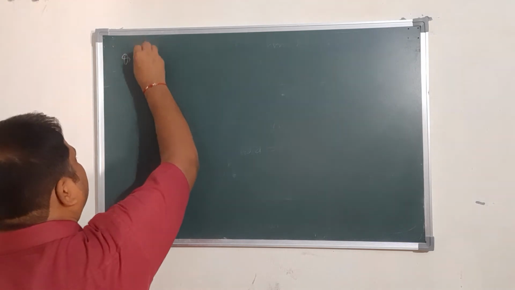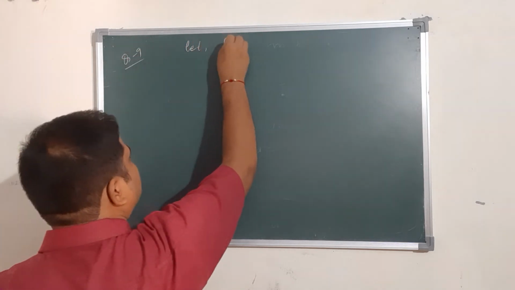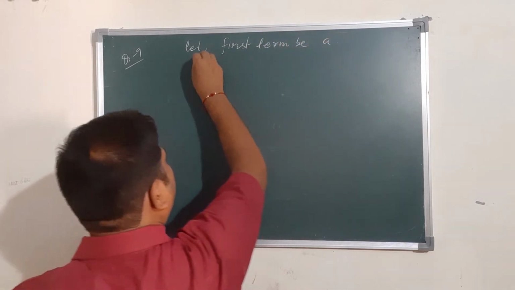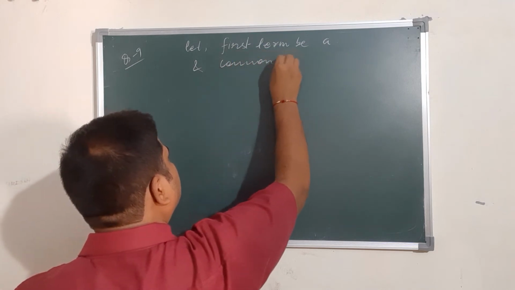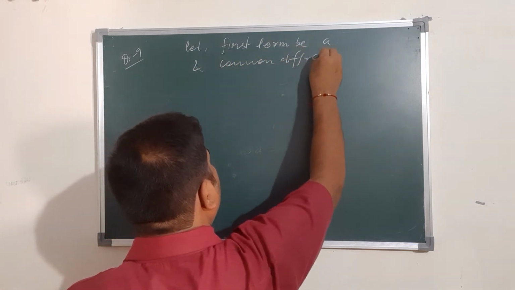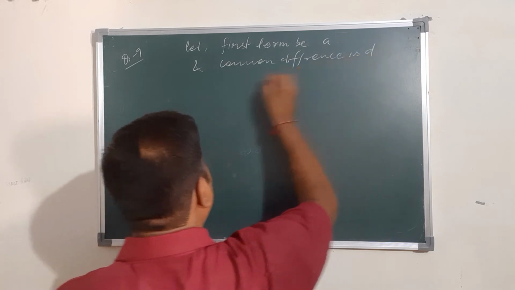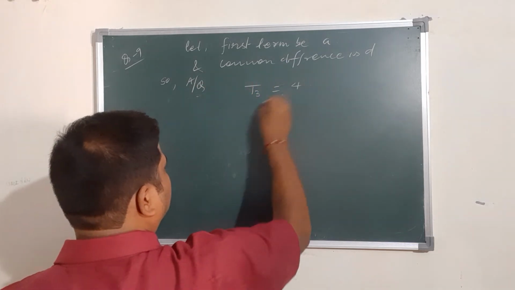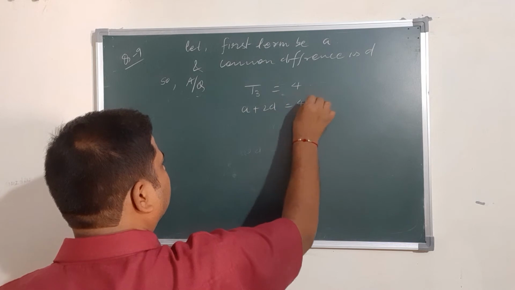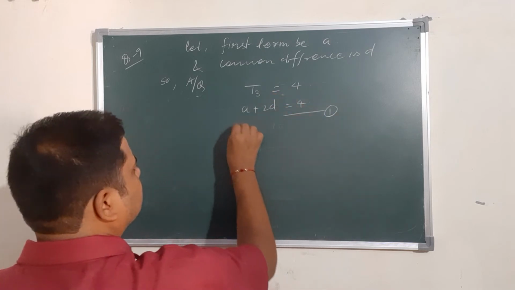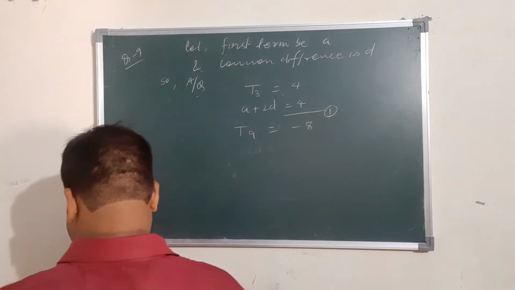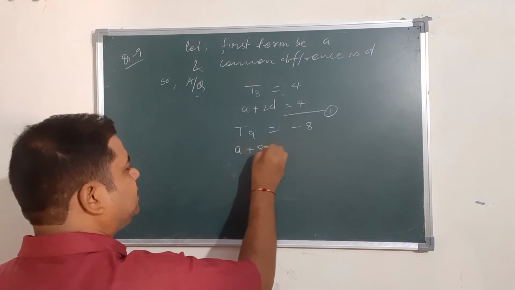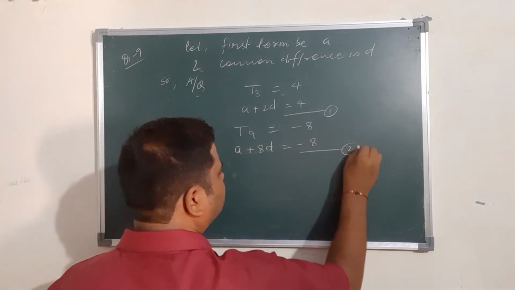So question number 9, again let the first term be A and the common difference be D. So according to the question, T3 is 4, A plus 2D is 4, equation number 1, and T9 is equal to minus 8. This means A plus 8D is equal to minus 8. This is equation number 2.